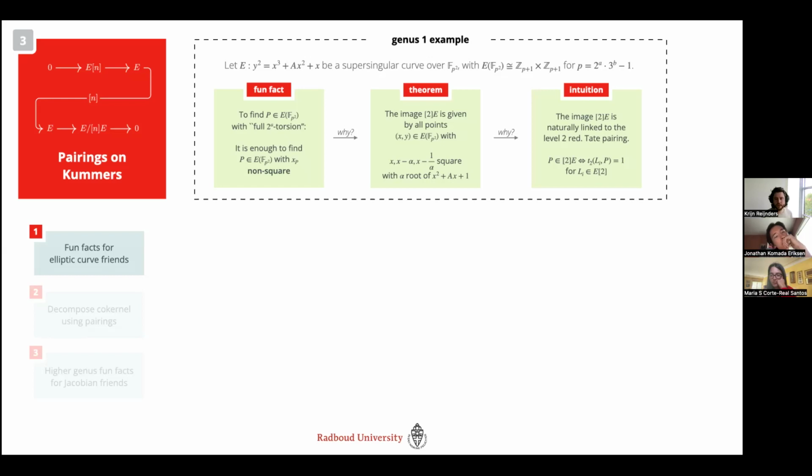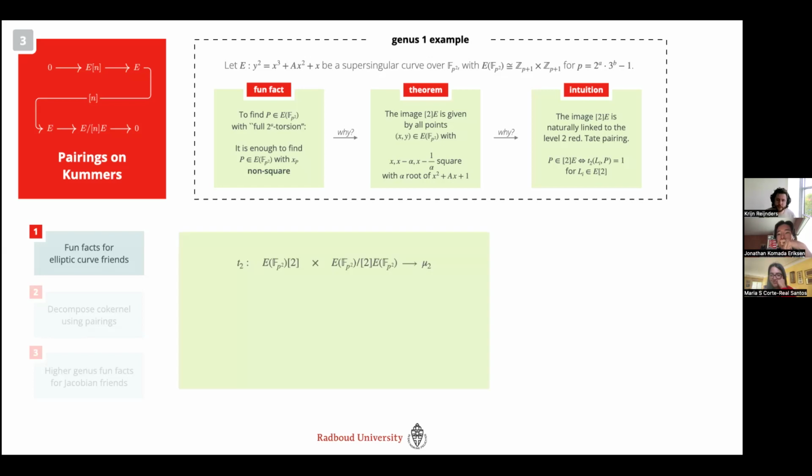And now here, I'm going to go over this more general theory and actually also state some mistakes that I was making when I was thinking of the Tate pairing, with the hope that maybe you will not make the same mistakes, or maybe you were not making mistakes in the first place, which would be even better.